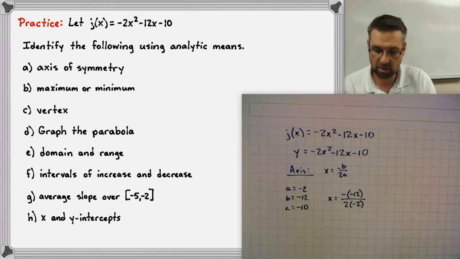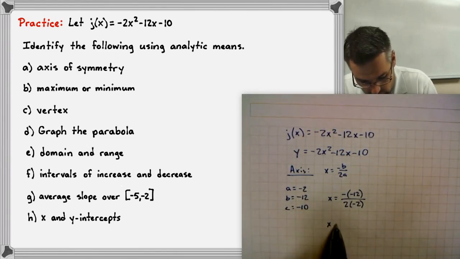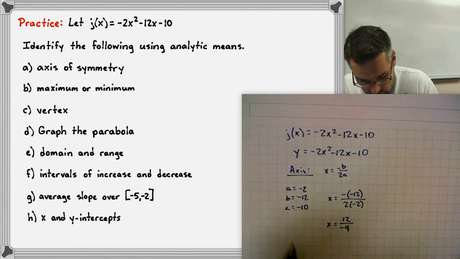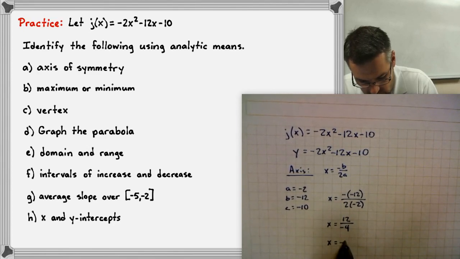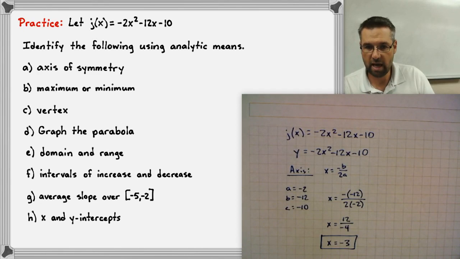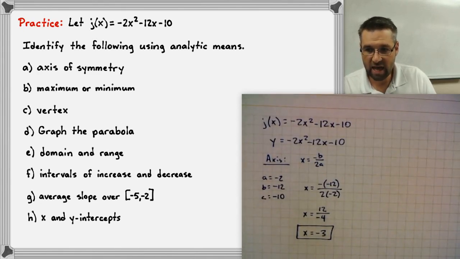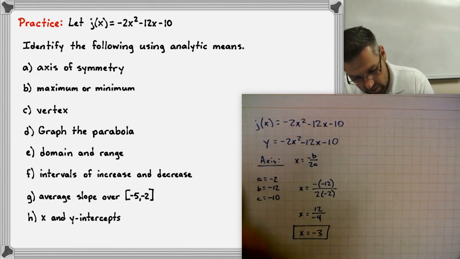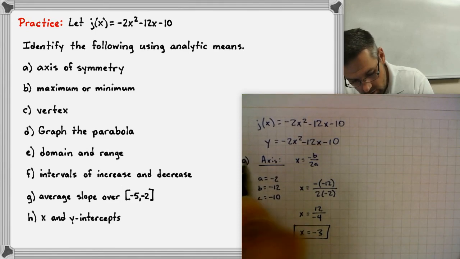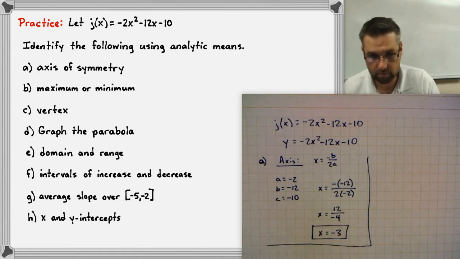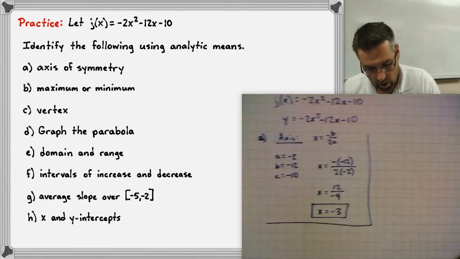And then from here, we just simplify. Negative 12 is positive 12. And 2 times negative 2 is negative 4. So that simplifies to x equals negative 3. So that is our answer for part A. Our axis of symmetry is negative 3. Okay. Then we want to find, let's see, we're going to say that that is A. I'm going to put A here. Okay. So I'll put a little box around that to know that that work is done there. Okay. Then we'll go on to B.